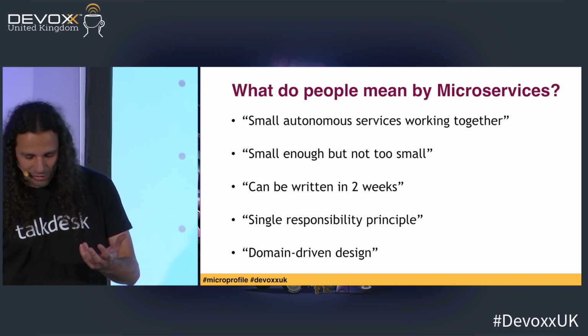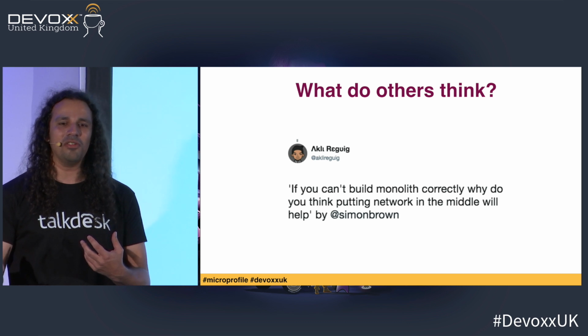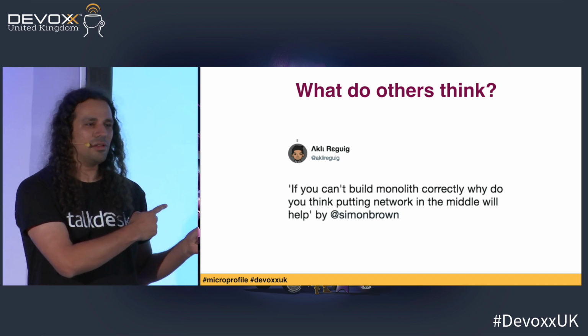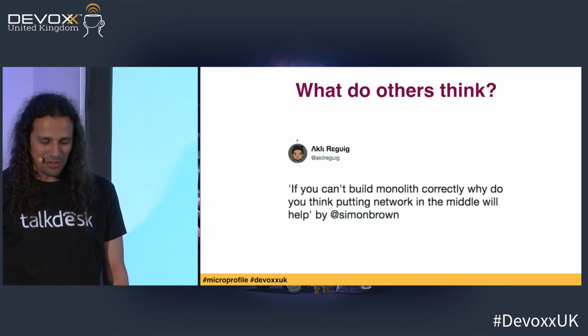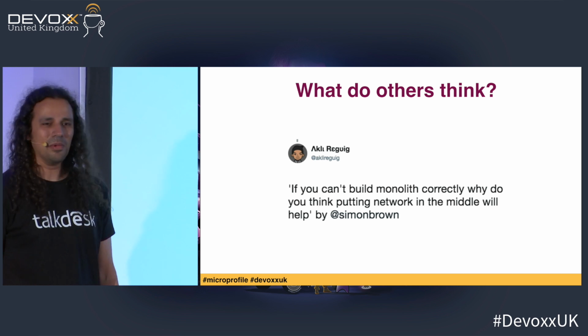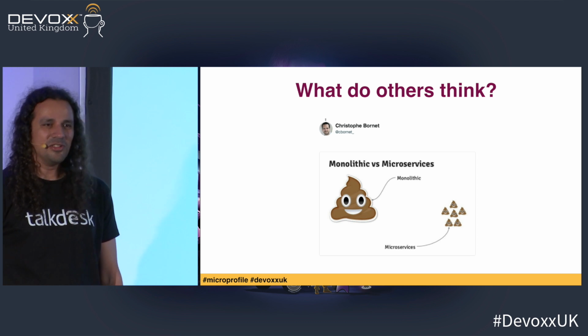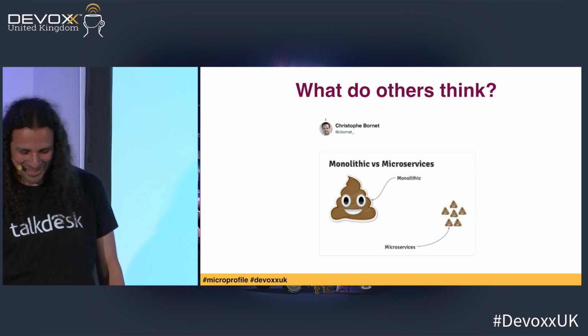So usually, when I want to know about something, I go to Twitter and start asking questions to people, right? So those are some of the answers that I got when I asked them about microservices. So if you cannot build a monolith correctly, why do you think putting a network in the middle will help? I enjoy this one.